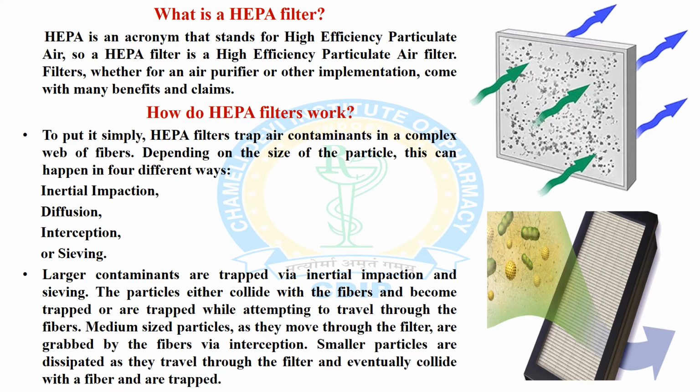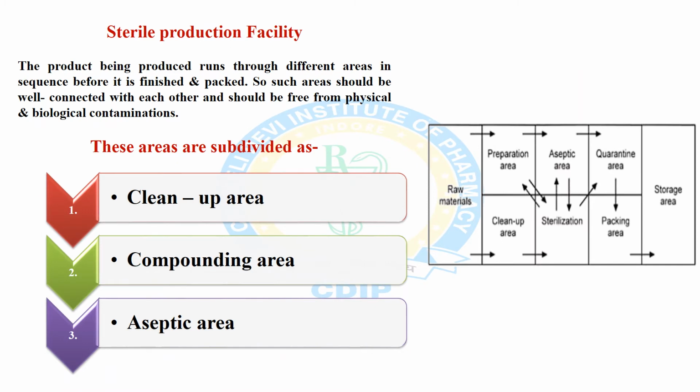So what kind of facilities should sterile production have? The product being produced runs through different areas in sequence before it is finished and packed. Such areas should be well connected with each other and should be free from physical and biological contaminations. These areas may be subdivided into cleanup area, compounding area and aseptic area.